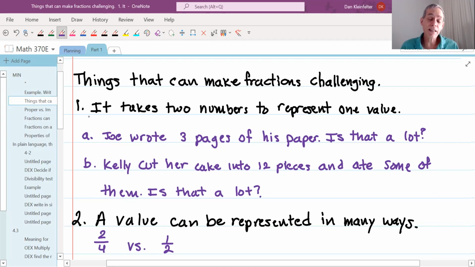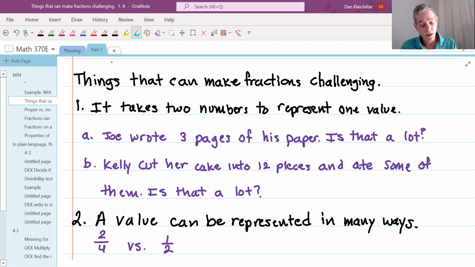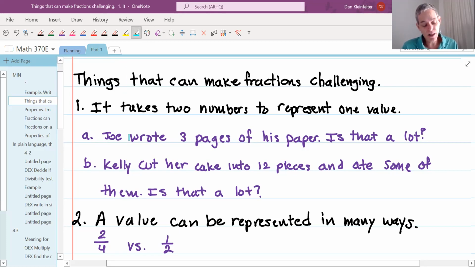Okay, one big thing is that as we've seen, for fractions, it takes 2 numbers to represent one value. For example, in part A here, it says Joe wrote 3 pages of his paper. Is that a lot? Well, he wrote 3 pages, depending on your opinion about writing, that could seem like a lot or not. But the bigger issue is we need to know how big his paper is. If he's supposed to write a 4-page paper, then he's almost done. If it was a 3-page paper, he is done. But if it's supposed to be a 20-page research paper, he's barely gotten started, right? So yeah, 3 pages out of what, right? So you need to know how many total pages there are in order to make a decision about whether that's a lot or not.